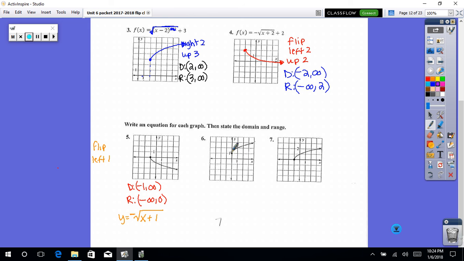Okay, number 6. For domain, it doesn't look like we went left and right anywhere, so our domain is 0 to infinity. In our range, the lowest point we will ever get to is this +1 right here, and then we will continue forever in the positive direction. It looks like the only transformation is that we went up 1 unit. So y equals the square root of x. To go up 1, you add 1 to the outside of the radical.